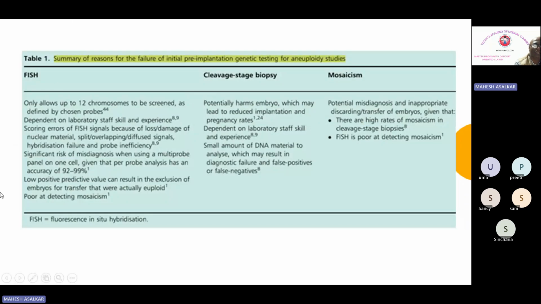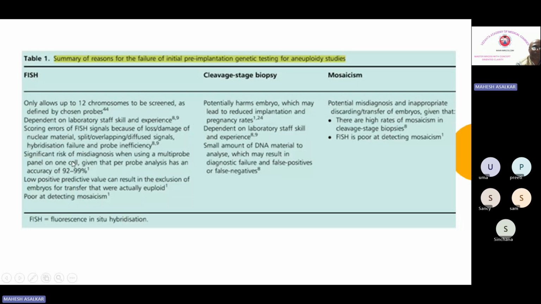Now let's see about something about the FISH and cleavage stage biopsy and what are the disadvantages with that. What they say about FISH, it allows only up to 12 chromosomes to be screened as defined by the chosen probes. It is dependent on the lab staff and the skill experience. Both actually, cleavage stage biopsy and FISH, they will depend on the lab staff and experience. There will be signaling errors, screening errors in the FISH signals because of the loss or damage of the nuclear material or diffuse signals, etc., etc. Hybridization failure, probe insufficiency. These are the problems with the FISH.